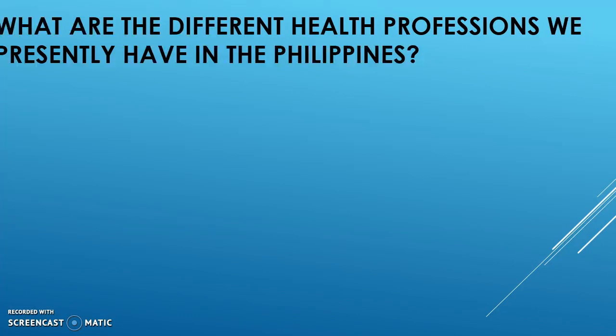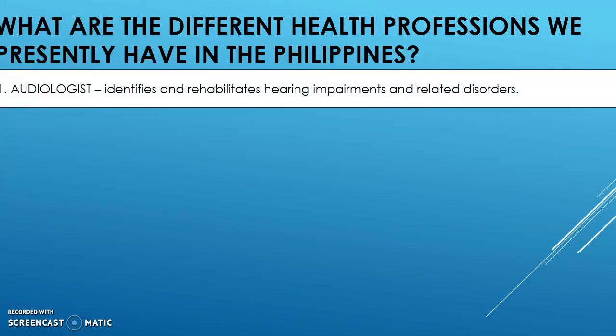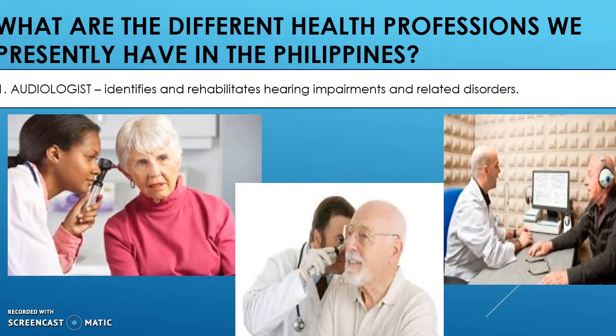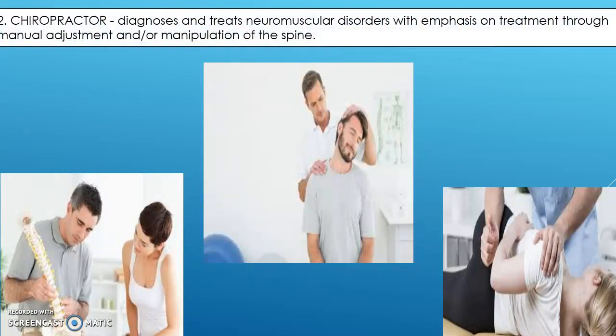So what are the different health professions we presently have in the Philippines? First, we have the audiologist. Audiologist identifies and rehabilitates hearing impairments and related disorders. Second one is the chiropractor. Diagnoses and treats neuromuscular disorders with emphasis on treatment through manual adjustment and or manipulation of the spine.